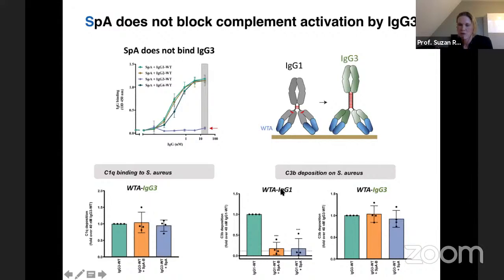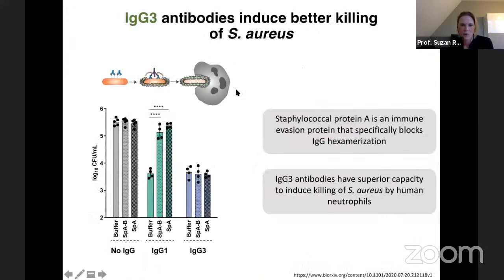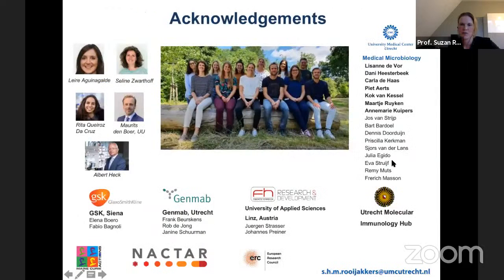So if you modify anti-Staph antibodies from an IgG1 into an IgG3, then you see that protein A can no longer block complement activation. And more importantly, if we look into the killing of Staph aureus, IgG3 molecules really have a superior capacity to induce the killing of Staph by human neutrophils in the presence of protein A, while this is blocked in case of IgG1. Okay, so we conclude that protein A is an immune evasion protein that blocks IgG hexamerization, and that IgG3 antibodies have a superior capacity to induce killing.